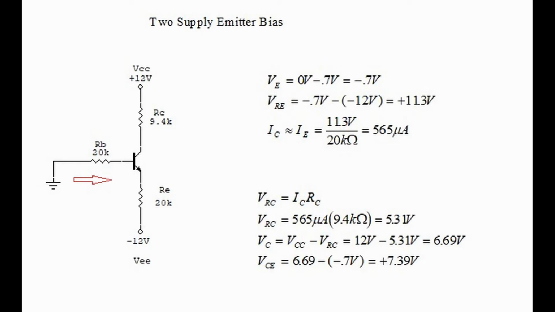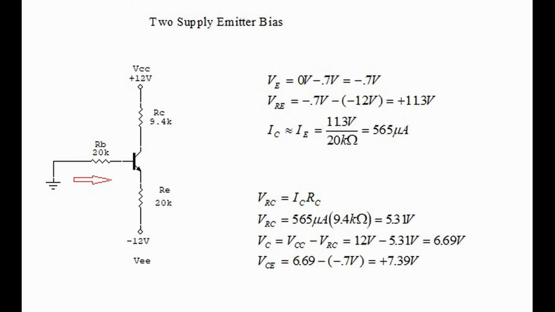Let VE equal 0 volts minus 0.7 volts, which is negative 0.7 volts. Then the voltage drop across the resistor in the emitter is equal to negative 0.7 volts minus negative 12 volts, which is VEE, and that equals positive 11.3 volts. The collector current is approximately equal to the emitter current, which is 11.3 volts divided by 20 kiloohms. That equals 565 microamps.